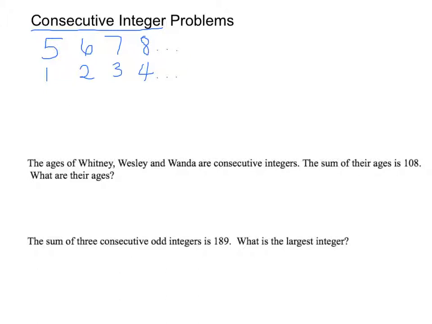Alright, so what if I have x as the first consecutive integer? Well, how do I get from 5 to 6? What do I do to 5 to get 6? I add 1, right? What do I do to 1 to get 2? I add 1. So if x is my first consecutive integer, then the next consecutive integer is going to be x plus 1.